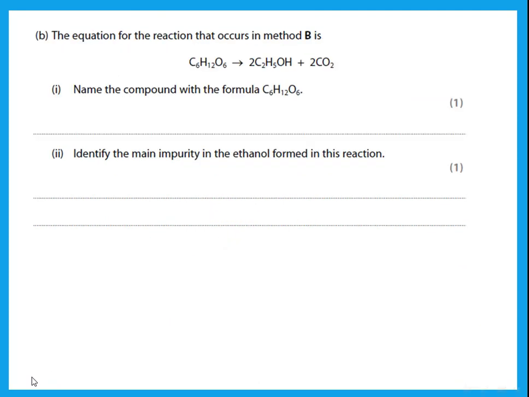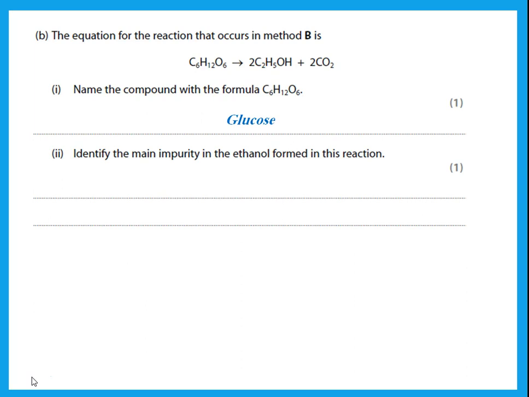The equation for the reaction that occurs in method B is this. So method B is the one where I start with glucose and I add something to it, it changes it into ethanol. Name the compound with the formula C6H12O6. You should know even from biology, but we also discussed this, that C6H12O6 is glucose. Identify the main impurity in the ethanol formed in this reaction.